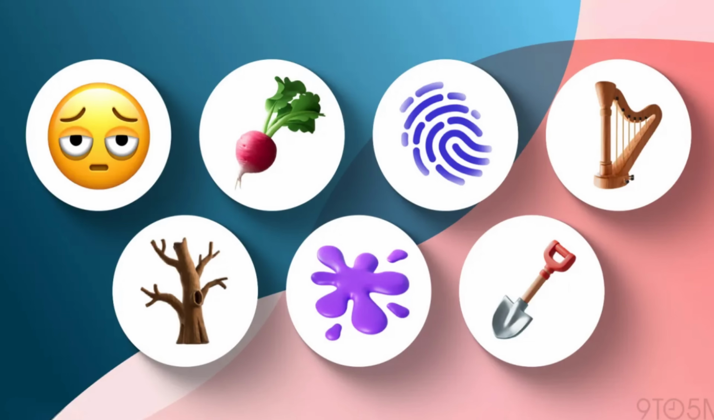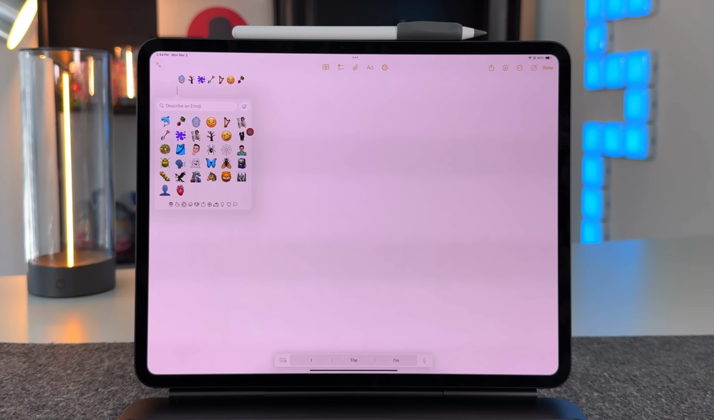But you have the fingerprint, the leafless tree, a splatter, a shovel, a harp, bags under eyes smiley face, and then finally this like turnip or root-based plant, which again is nice to have. So that's 7 brand new emojis added to the emoji keyboard. And if you do want to access them, just click on this and then you'll see that they're all right here. I've already searched them. You can search them by name and they're easy to be used.